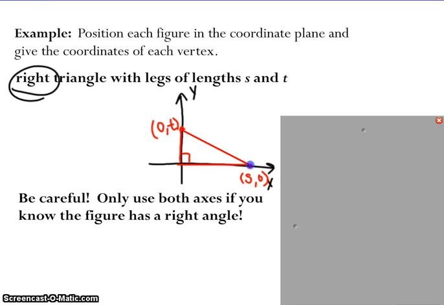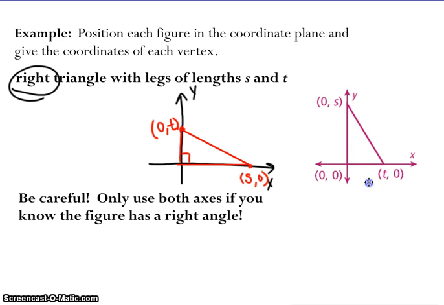Now remember, there's actually another way that you can do this problem. What if it had been up s and over t? It would still be a right triangle with the length of s and t. And this is in fact what it would look like the other way. But make sure you are only using the origin and the axes if you have a right triangle. That is very crucial.